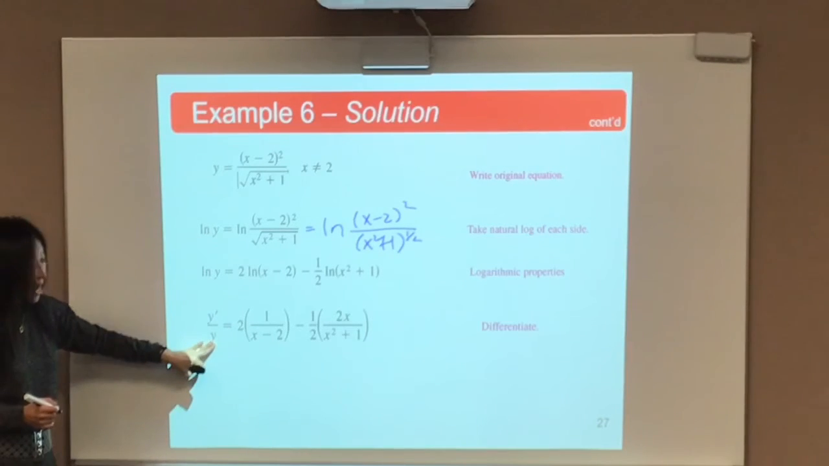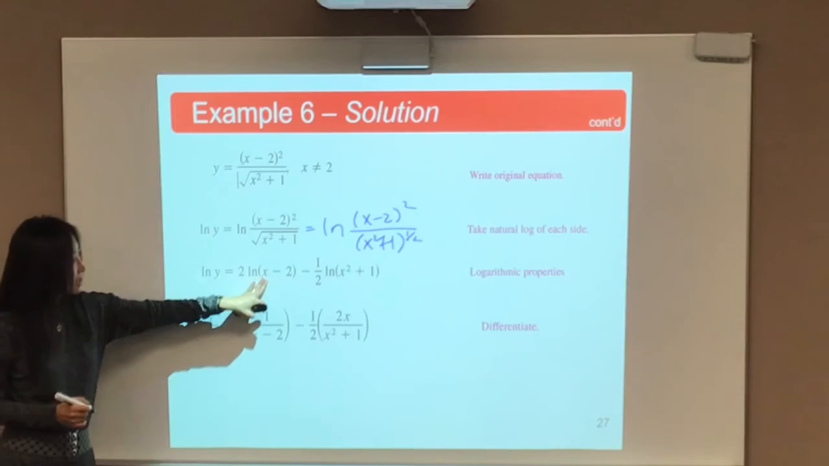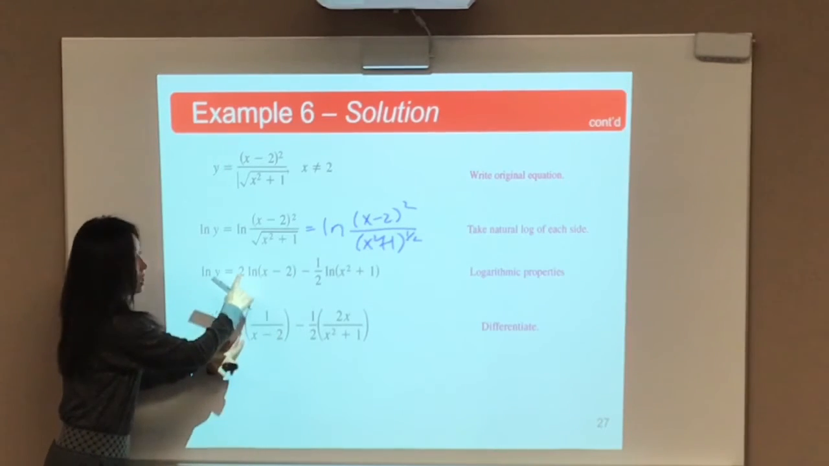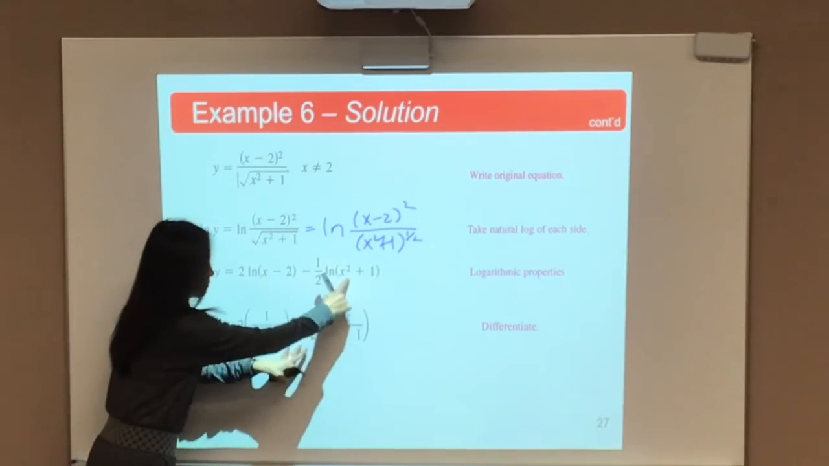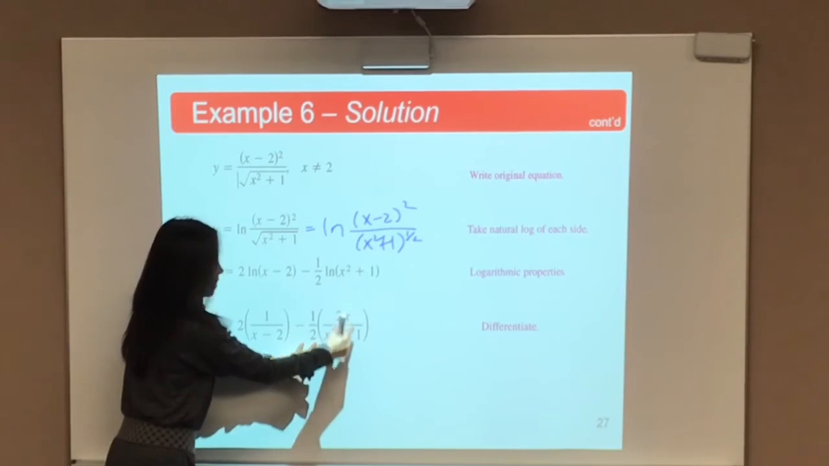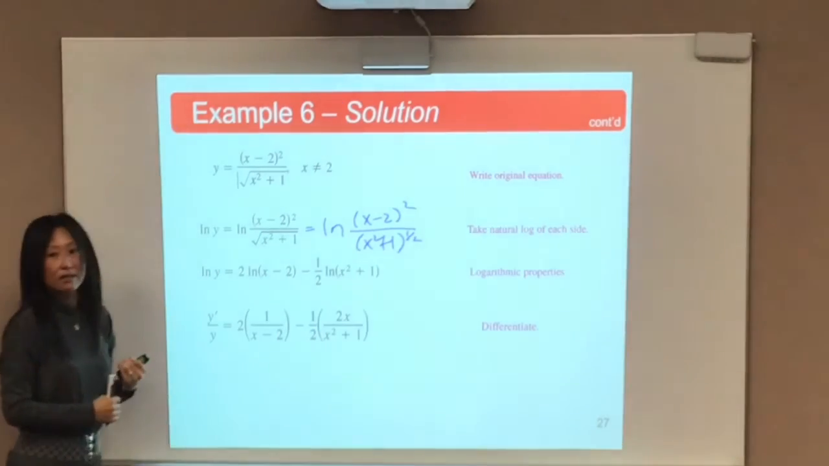This is the same as y, 1 over y, and then what? y prime equals the derivative of this, which is what? 1 over y, x minus 2 times which one? 2. What's the derivative of this? x squared plus 1. What's your 1 over u, right? And then u prime, which is what? 2x, you have 1/2. You're done.